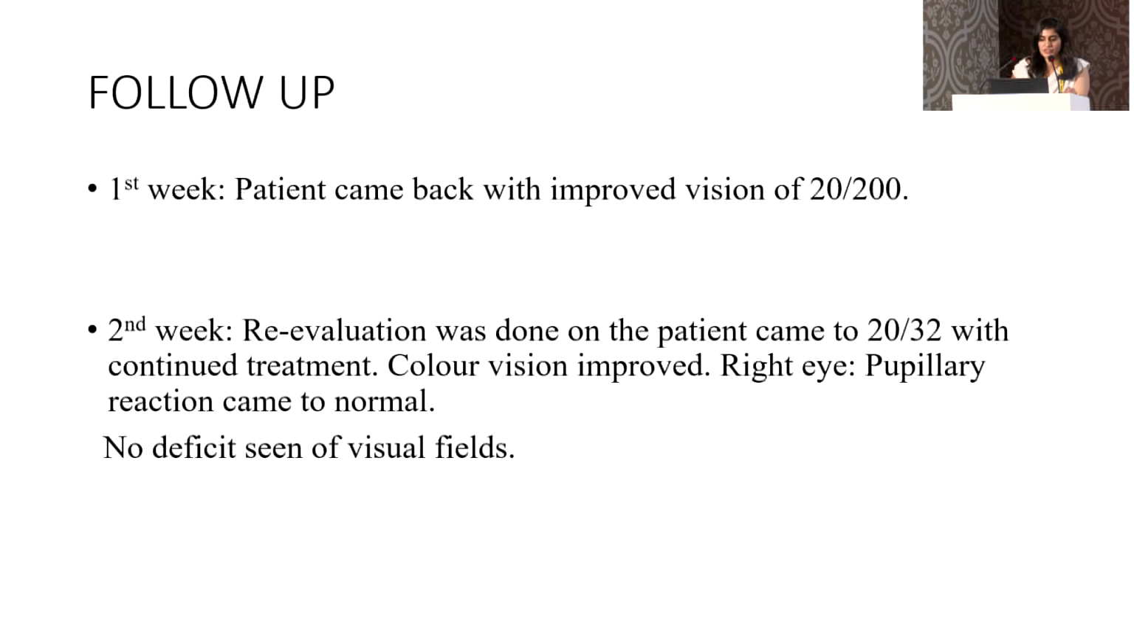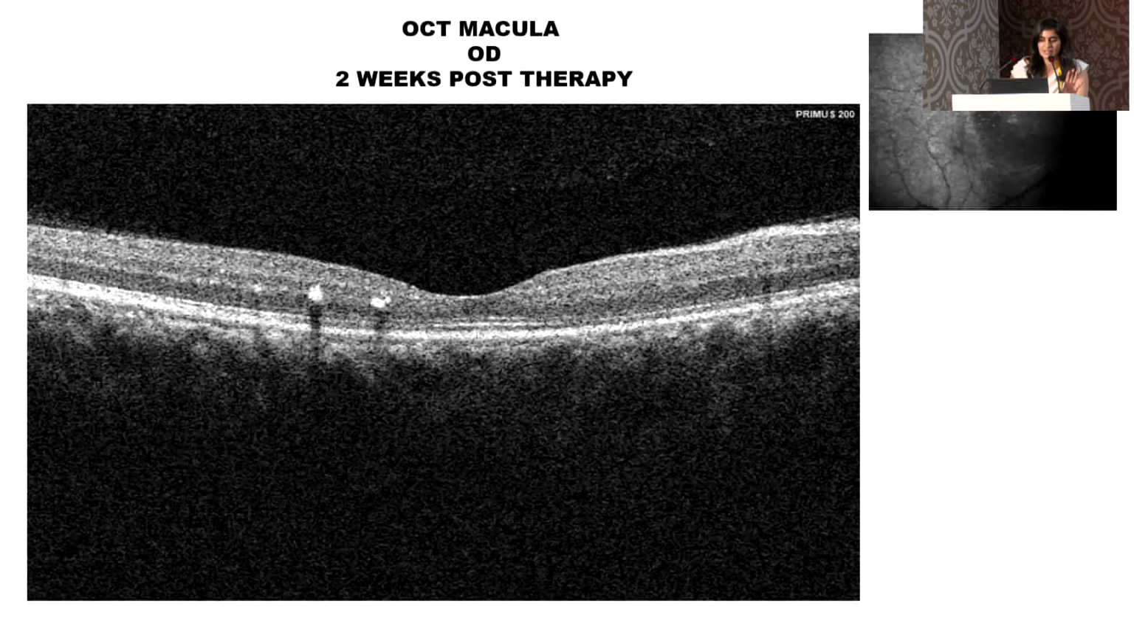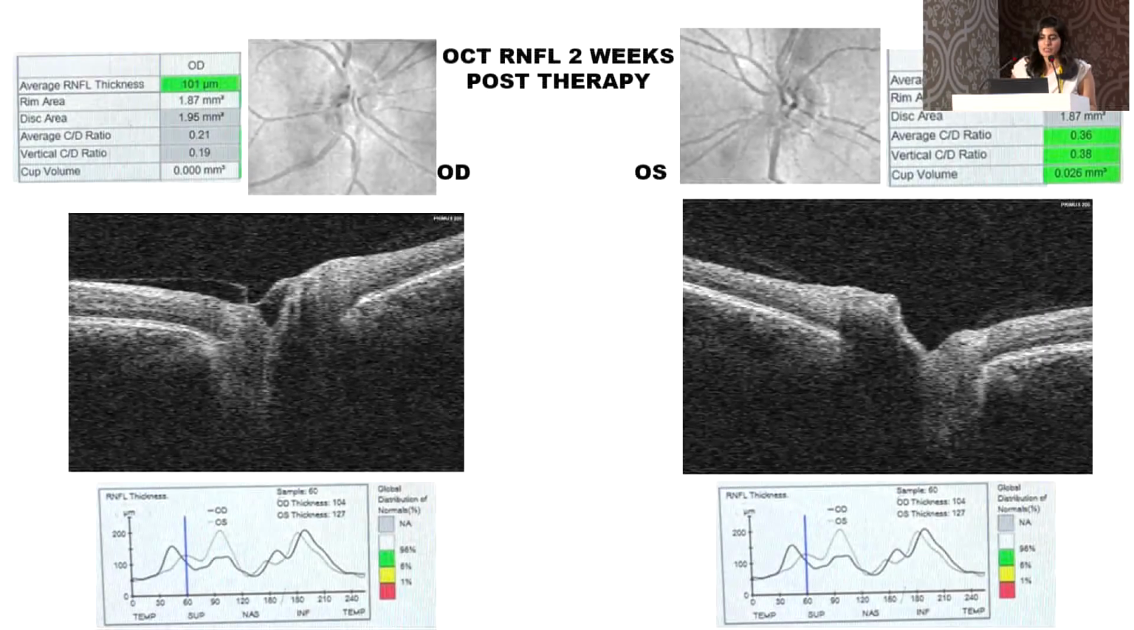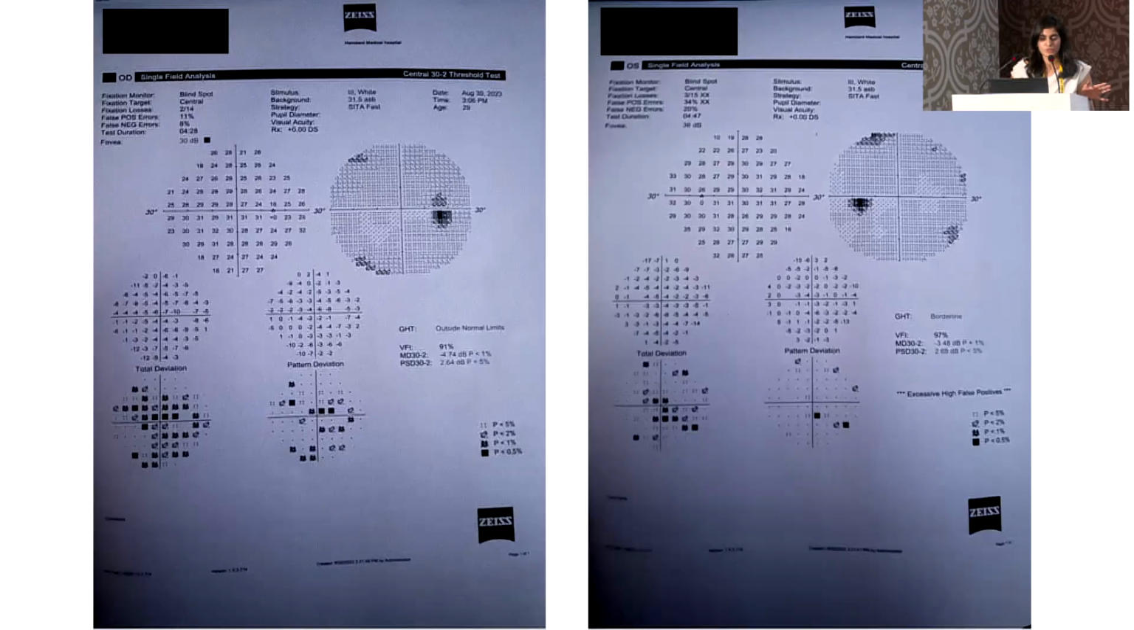With continued treatment, color vision came back to normal, and pupillary reaction also became normal. These were his clinical pictures. We can see the macular exudates that were post the inflammation. The retina had settled, the neurosensory detachment had settled. Only a few hard exudates were seen intraretinally. On the OCT RNFL, as we can see, the average RNFL came back to normal. And these were his visual fields, which earlier had scotomas. I could not put a picture of it, but they improved on our treatment.